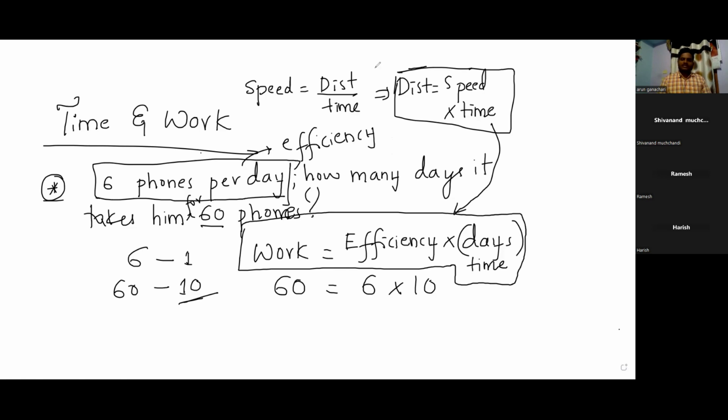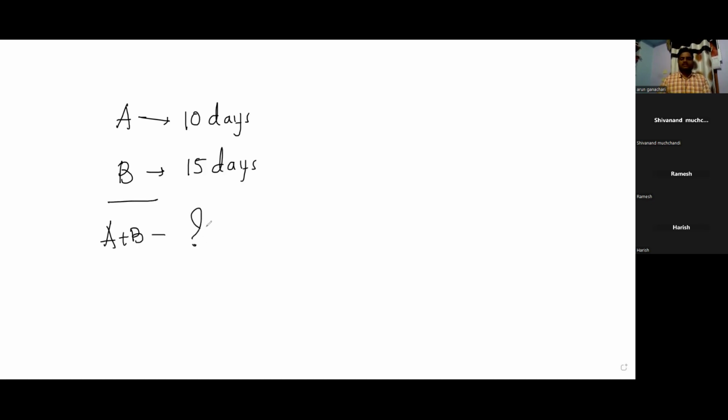Now let's start with a simple example. Let's take one very simple example. If A can do a piece of work in 10 days and B can do the same piece of work in 15 days, then in how many days can A plus B do this work? You'll get such types of questions. The question is very simple. This is the simplest of all the types of questions in the time and work chapter.